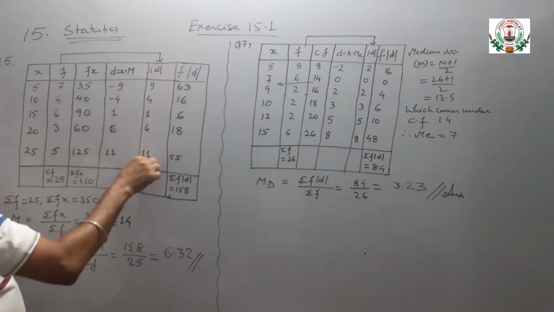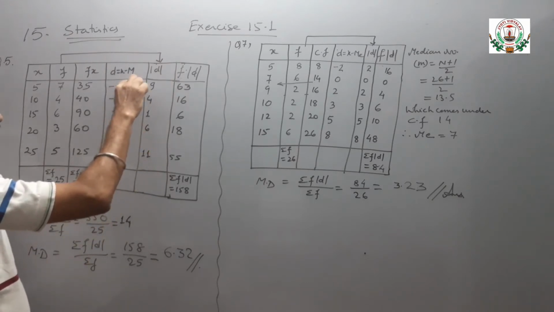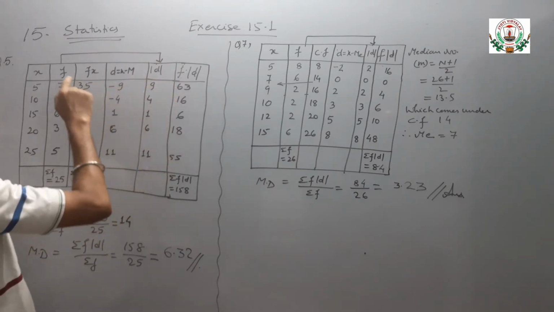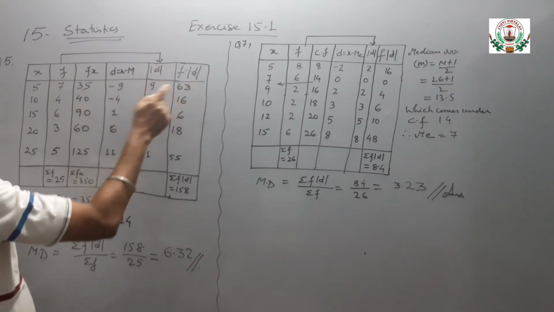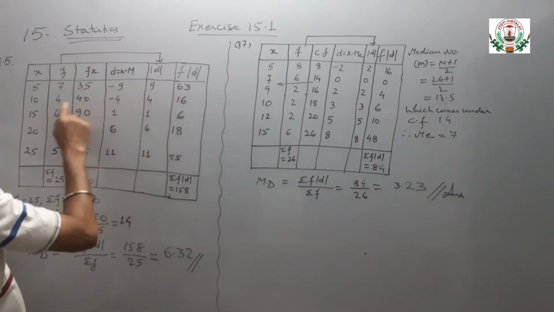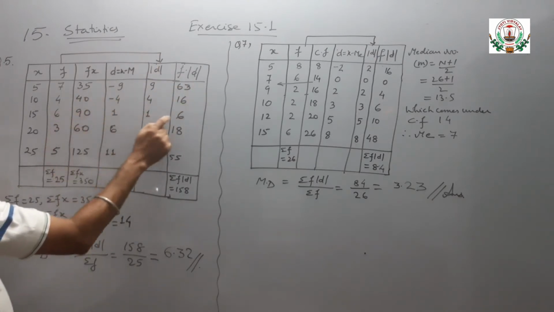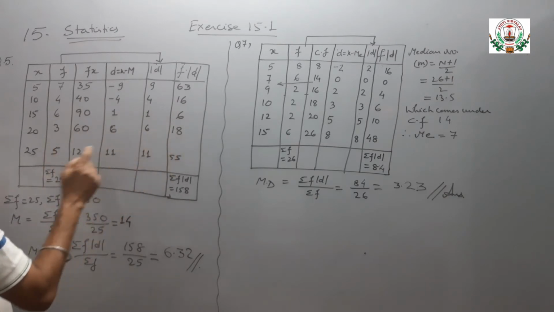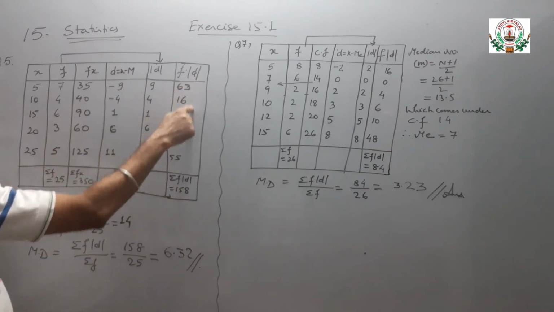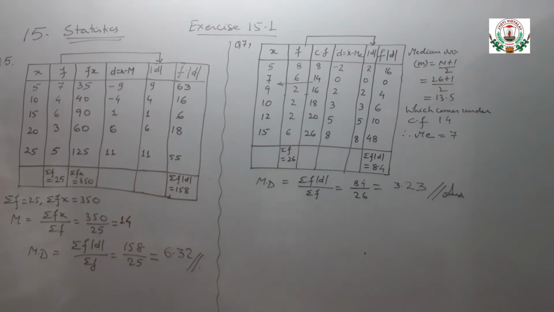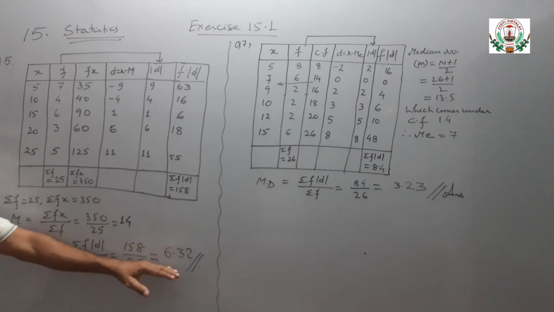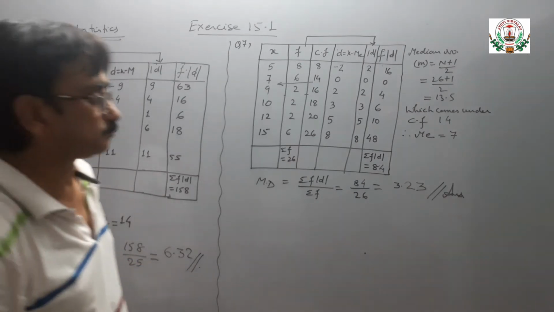Now we take the mod of d, we make the negative values positive, and then we calculate f into mod of d. So 7 into 9 is 63, 4 into 4 is 16, 6 into 1 is 6, 3 into 6 is 18, 5 into 11 is 55. Add up all these data, we will get the total 158, and our mean deviation formula is summation of f into modulus of d upon summation f, that is 158 by 25 equal to 6.32.